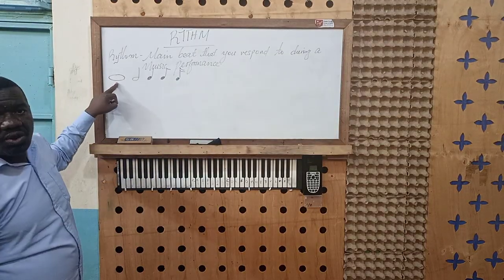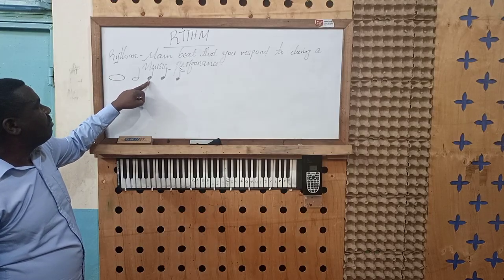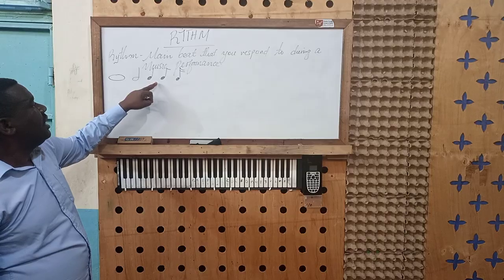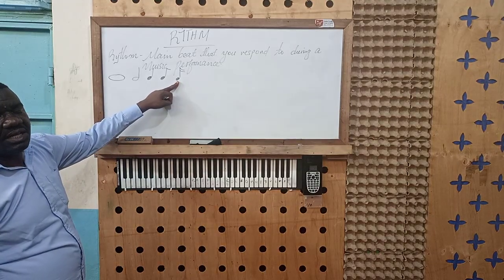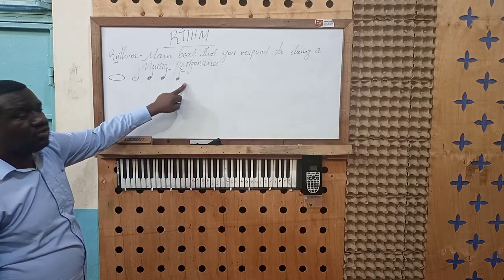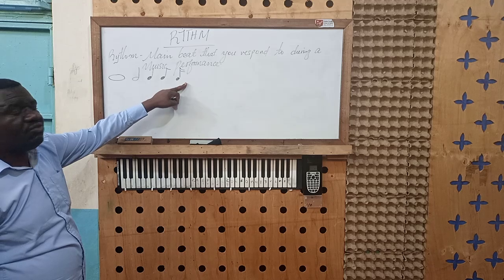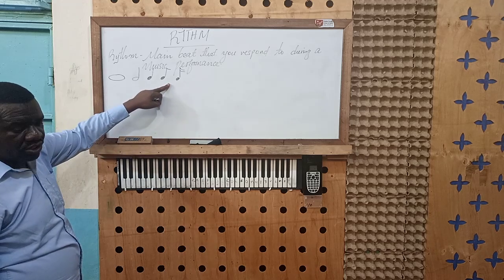We said this is a whole note, half note, quarter note, eighth note, and the 16th note. You cannot understand the rhythm before you know the relationship between those notes. So I would advise you to review the relationship between the notes.